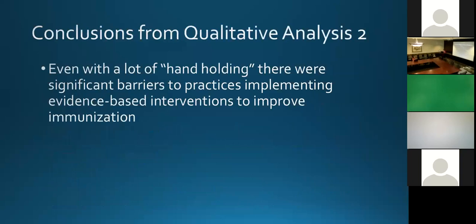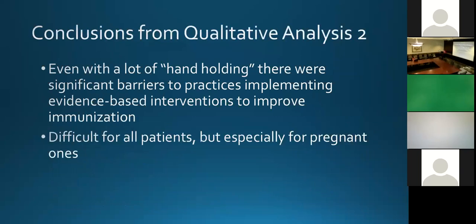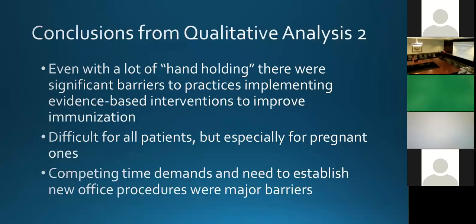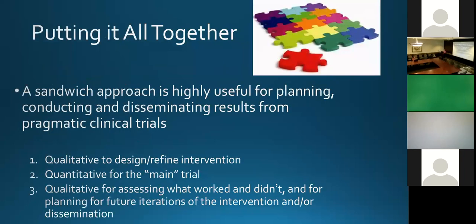Okay, so our conclusions from this is that even with a ton of hand-holding, and I mean a ton, like we were out there all the time, there were really a lot of barriers to these practices implementing the evidence-based interventions to improve vaccination. And it was difficult for them to do this for all patients, but there were some unique barriers specifically for pregnant patients. And one of the biggest factors about this was the competing time demands and the need to establish new office procedures that were just completely different from what they had done in the past.